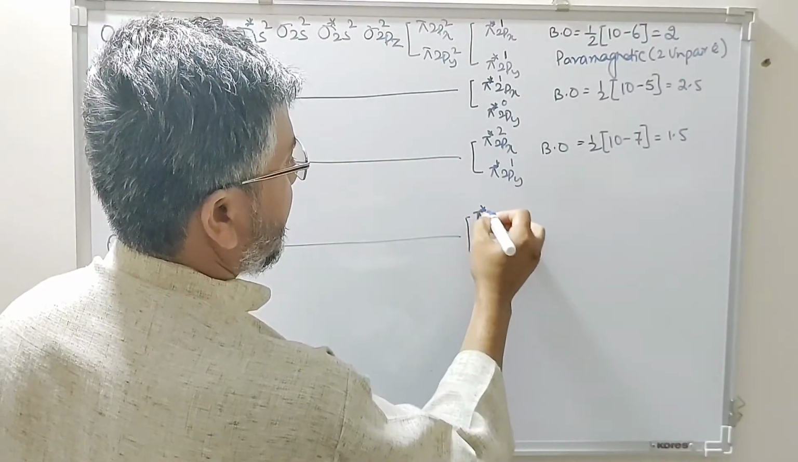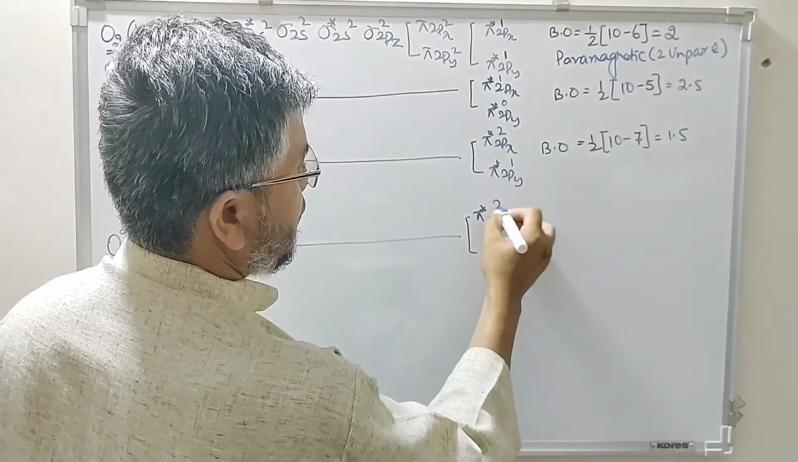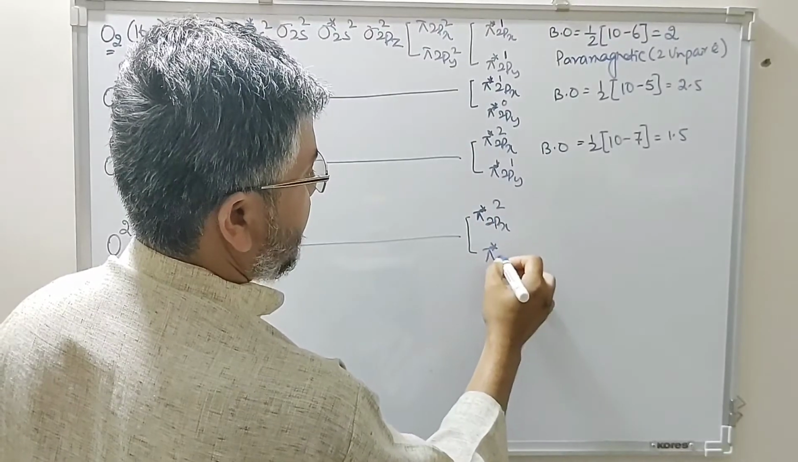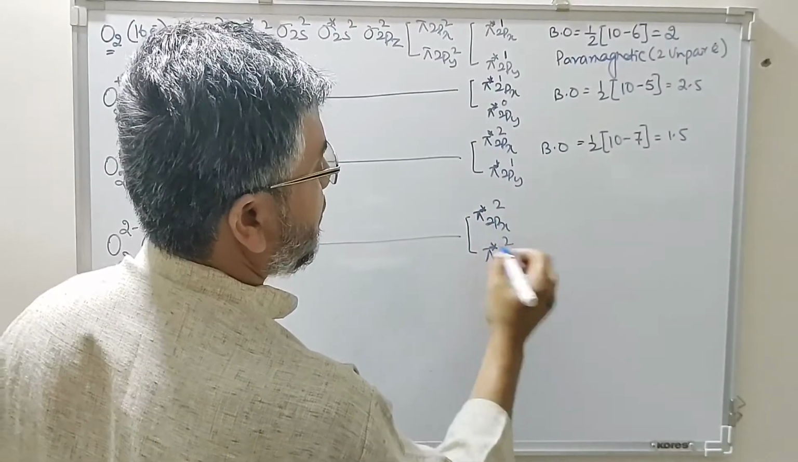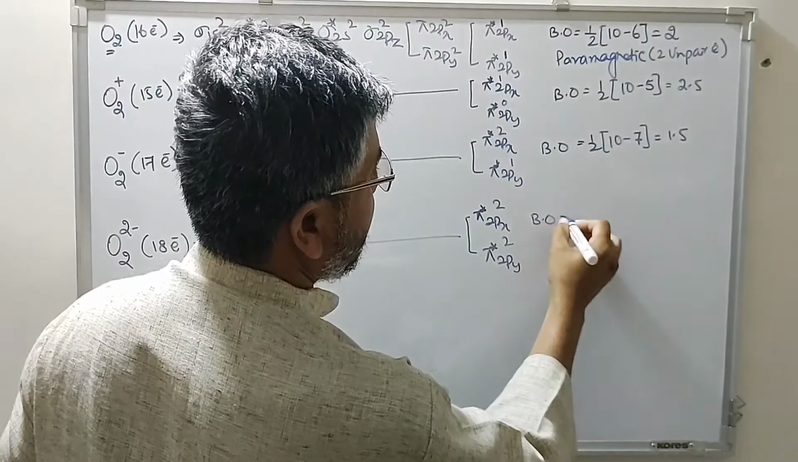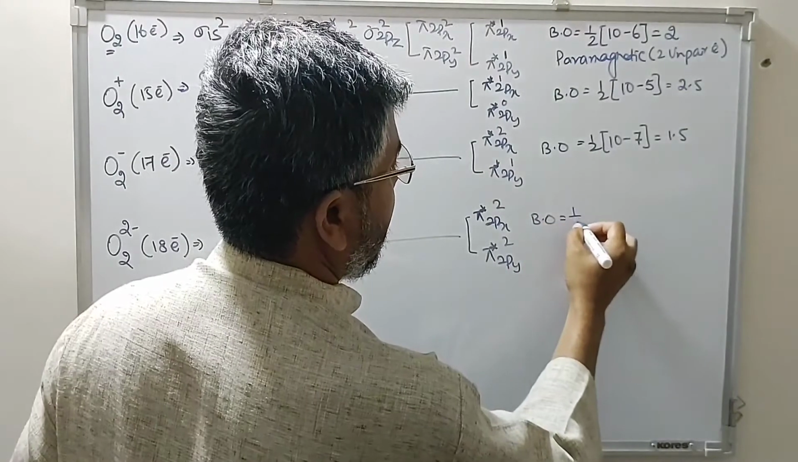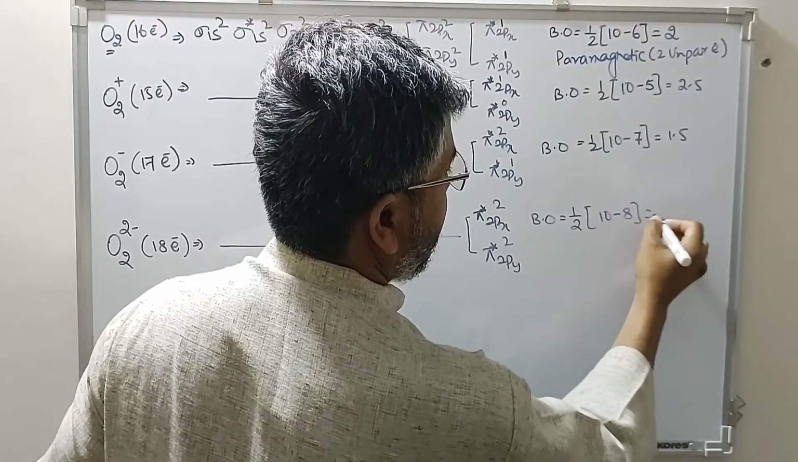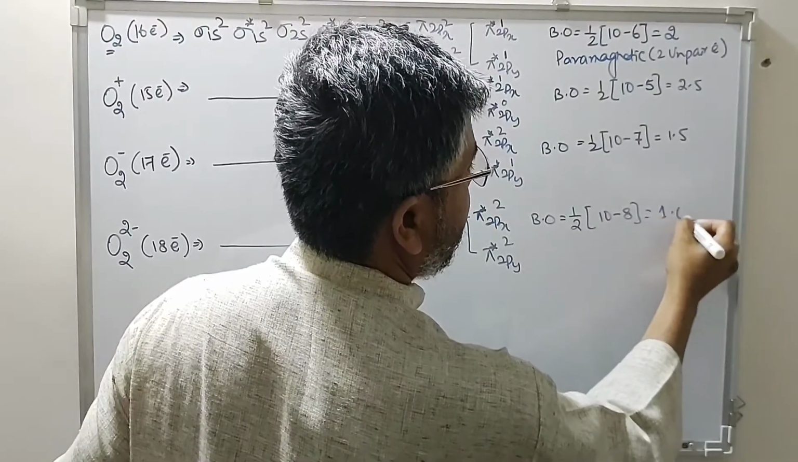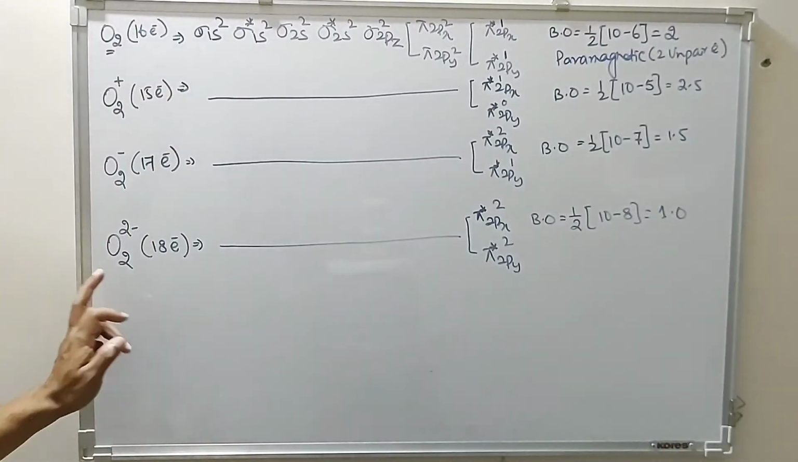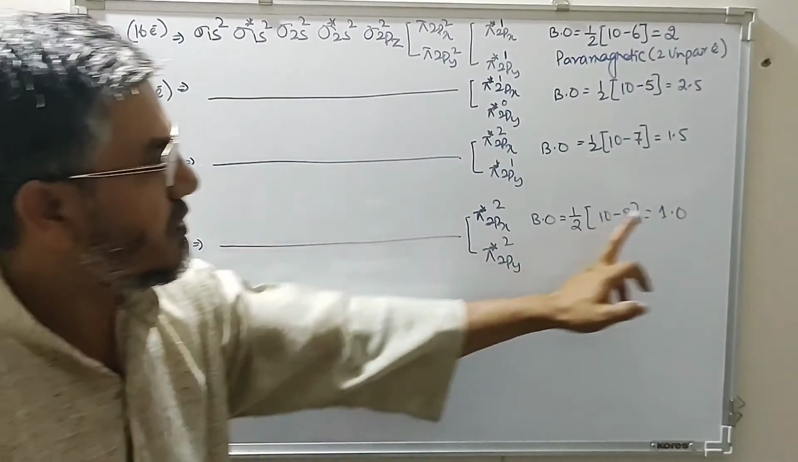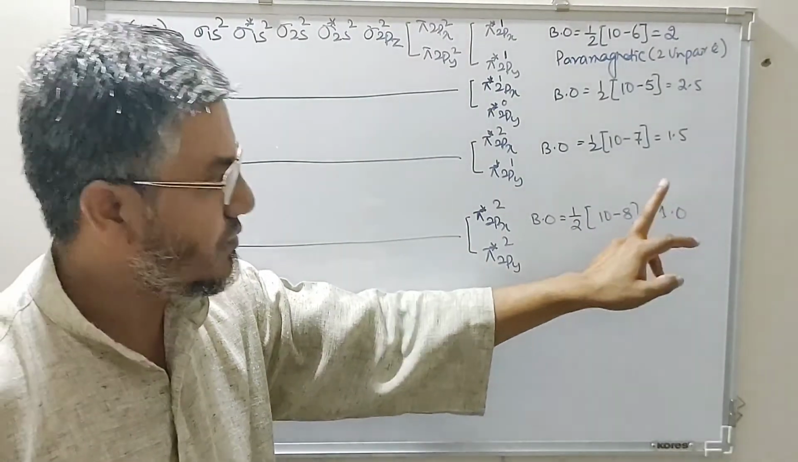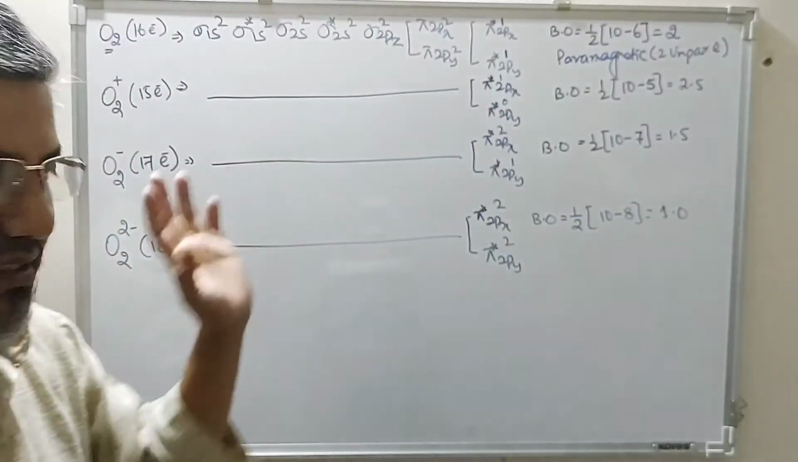So pi star 2px2, pi star 2py2. The bond order comes out to be 10 minus 8, so the bond order comes out to be 0. So for O2 2-, the bond order is decreased. As the bond order decreases, stability decreases.